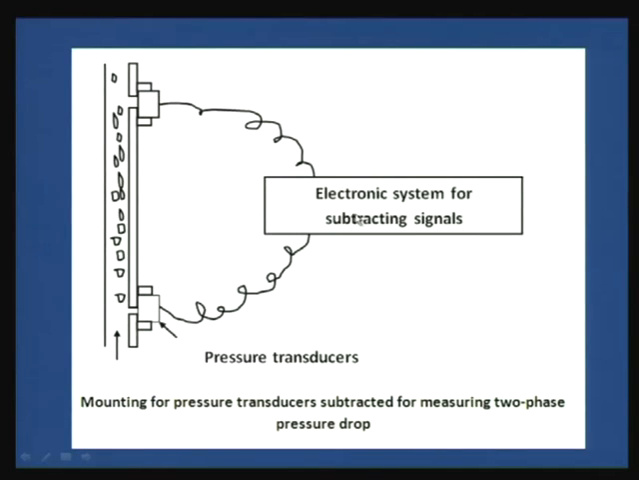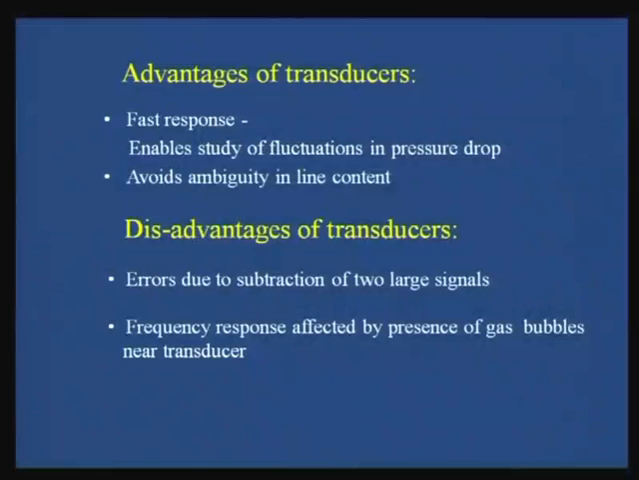Two very large quantities, maybe the error in each is small, but the moment we subtract them, the difference is so small that the error becomes large. Okay? So, this is the first particular disadvantage.